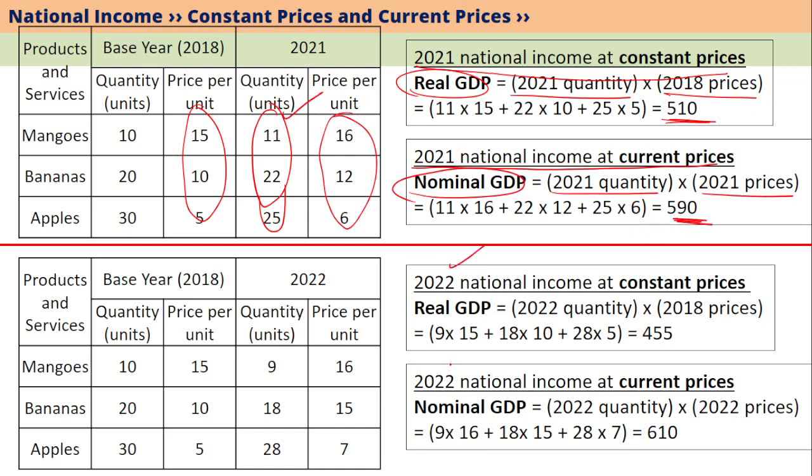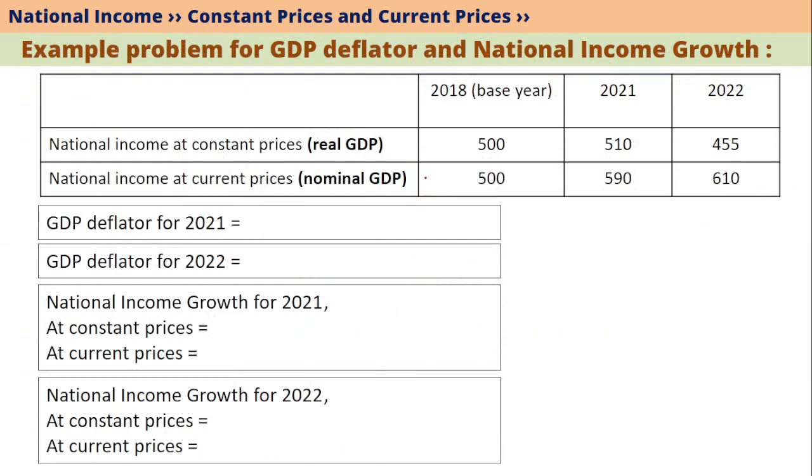Similarly, for the year 2022 also, we got real GDP as 455 and nominal GDP as 610. So the national income for the 3 years at constant prices as well as current prices is given in this table here. How do we calculate GDP deflator for 2021? We know that GDP deflator for 2021 is nothing but nominal GDP for 2021 divided by real GDP into 100. So this is nothing but nominal GDP for 2021, 590, divided by real GDP, 510, into 100.